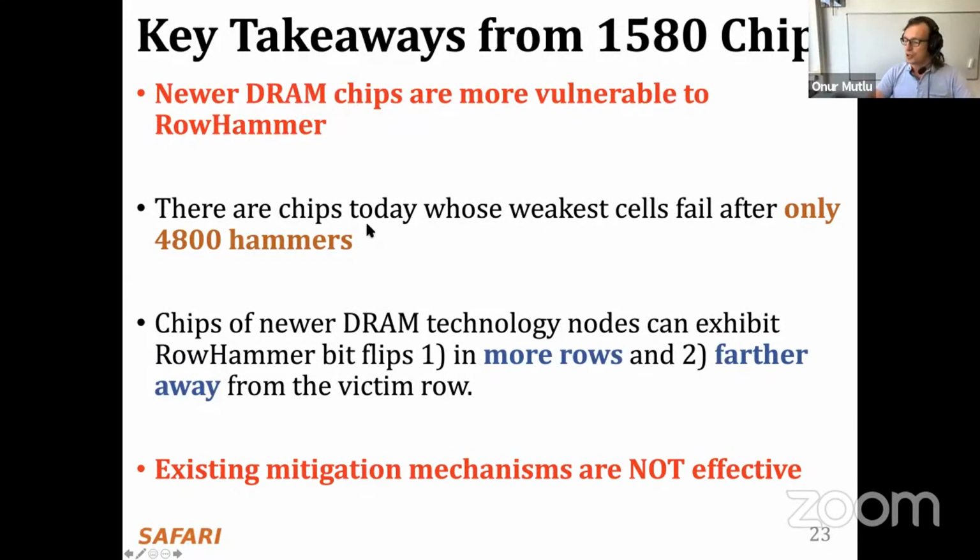And if you turn off the RowHammer mitigation mechanisms that are employed, there are some chips whose weakest cells fail only after 4,800 activations. So if you do that high voltage, low voltage, high voltage, low voltage, only 4,800 times. That's not a lot, by the way. Today, within a refresh interval, you could fit hundreds of thousands of activations. But these bit flips are very easy to induce, basically.